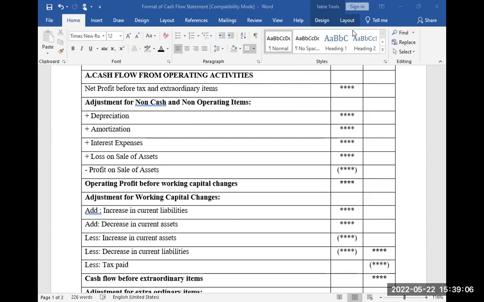Okay, next, loss on sale of asset. You might have debited into the P&L account the loss on sale of asset.